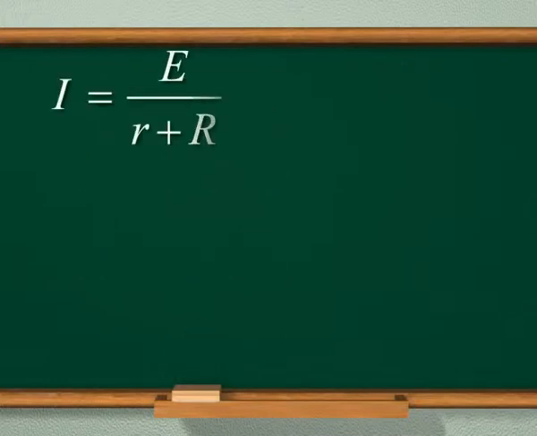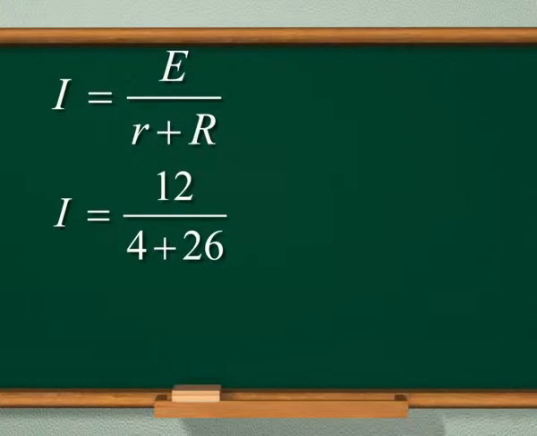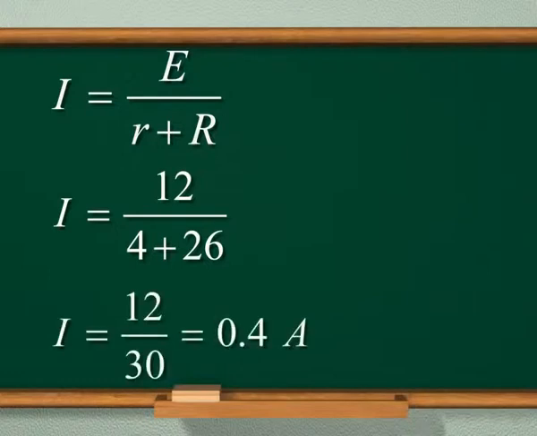Here, I is equal to E upon small r plus capital R. Substituting the values of E, capital R and internal resistance, small r, we have the current through the circuit equal to 12 upon 4 plus 26, equal to 12 upon 30, that is 0.4 amperes.